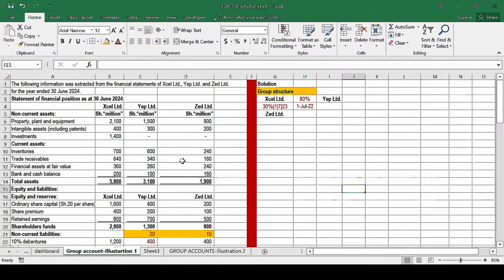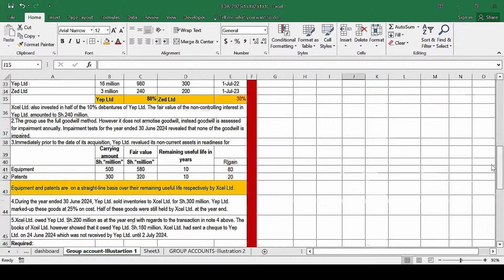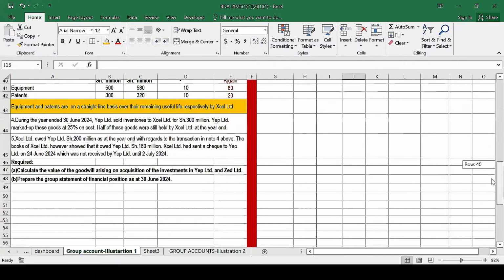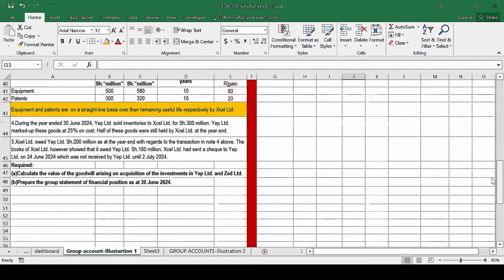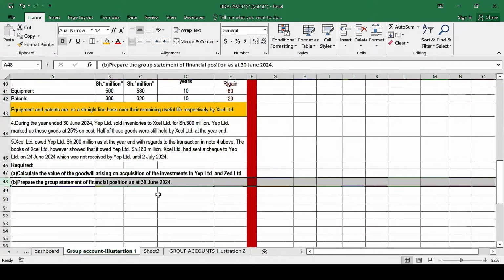We said then, even before we proceed to prepare the group accounts and do the other workings, we need to check whether there was a company which was acquired during the current year. And you can only do that by checking when the current year is ending. So if you go to the requirement here, the current year was ending in June 2024.